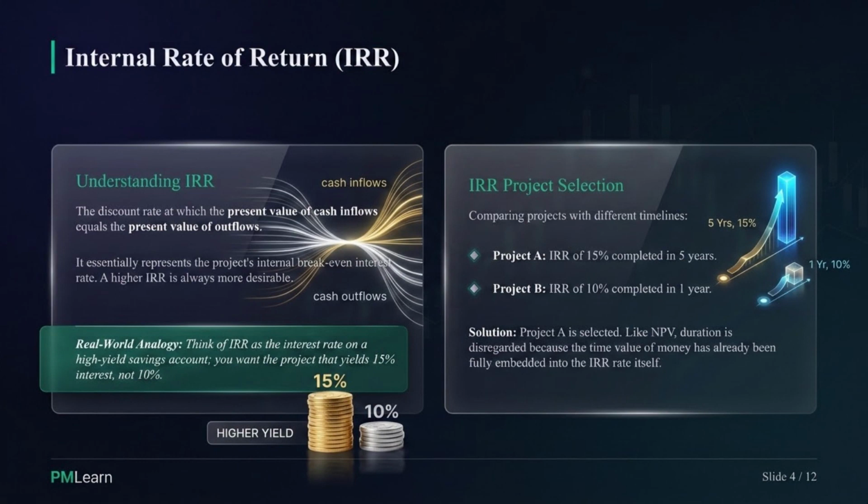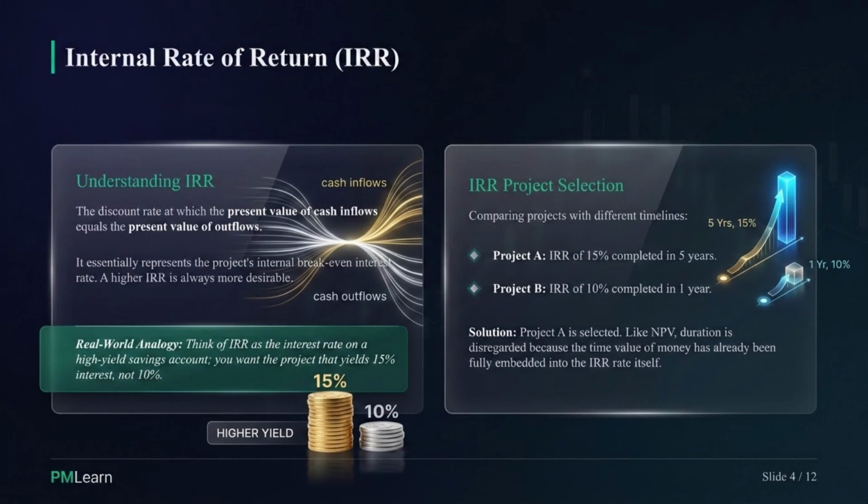Let's look at another example. Project A has an IRR of 15% and will take 5 years. Project B has an IRR of 10% and will take 1 year. Following the same logic as NPV, the winner here is Project A, because 15% is a higher rate of return than 10%.